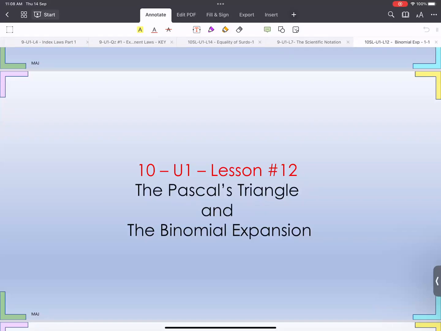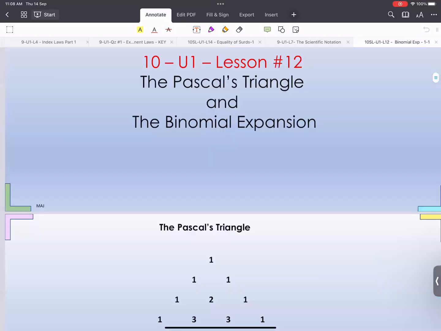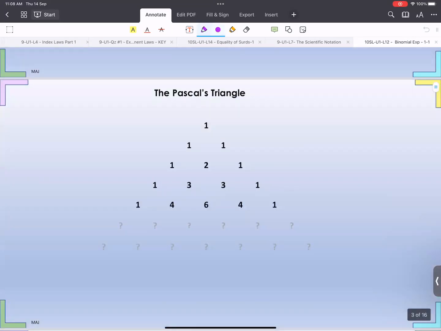Hello, welcome to the lesson on Pascal's triangle and the binomial expansion. This lesson is going to be more focused on the binomial expansion than on Pascal's triangle, but just a brief history of Pascal's triangle. It was Blaise Pascal, a mathematician, somewhere around the 1600s, who is first credited for this triangle.